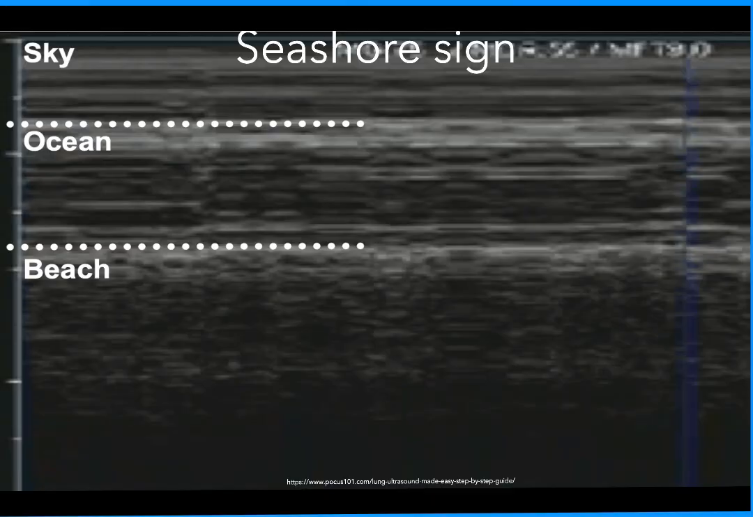There is a specific name for this sign. It is called the seashore sign. Below the level of the pleura, it has that sandy, gritty echo texture, so they call it the beach. Above the level of the pleura, they give it names like ocean or sky. All you just need to know is that there is a difference between the level above the pleura and the level below the pleura. If the level below the pleura is nice and gritty or has that gritty or sandy or grainy echo texture, then that tells you that there is motion there, that motion artifact indicative of normal lung sliding.